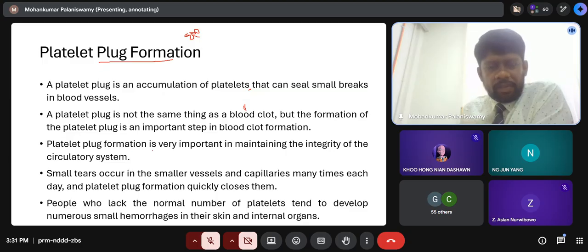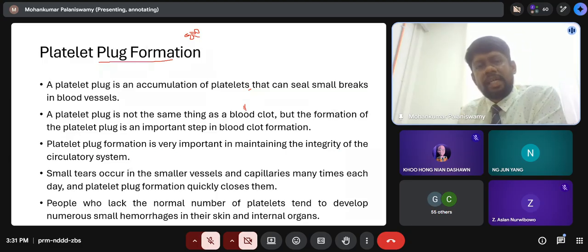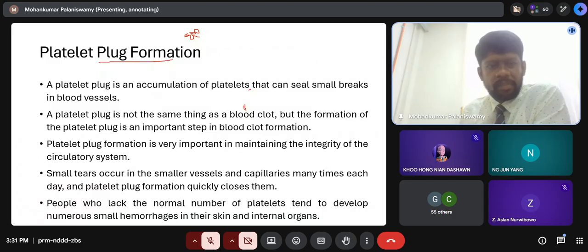The platelet plug formation is very important in maintaining the integrity of the circulatory system. It is self-explanatory. Small tears always occur in our blood vessels, that is smaller blood vessels and capillaries, many times each day. And this platelet plug formation quickly closes them.